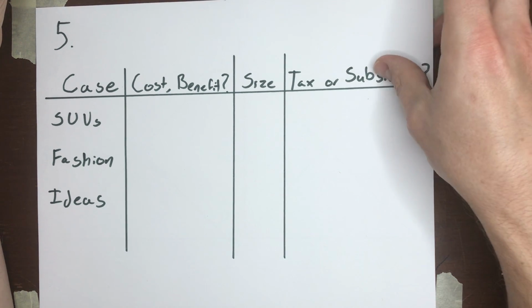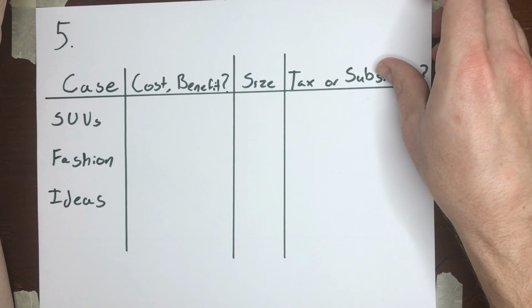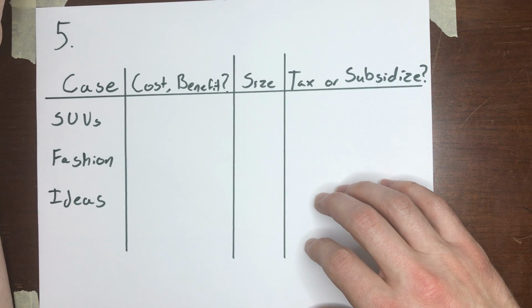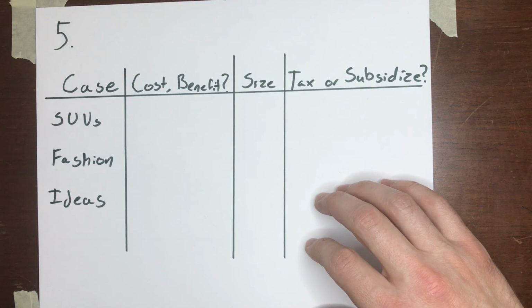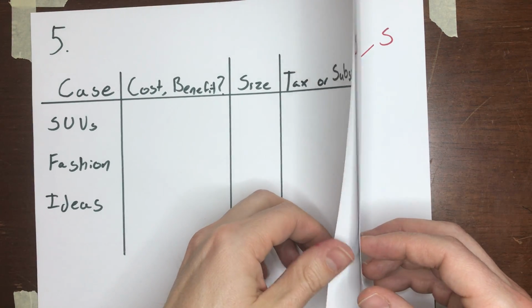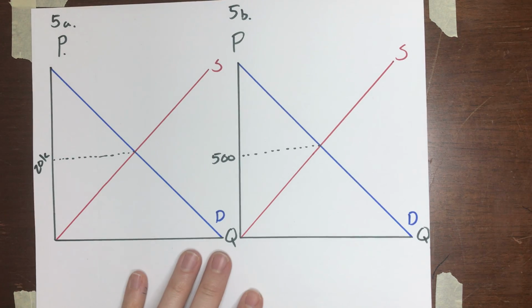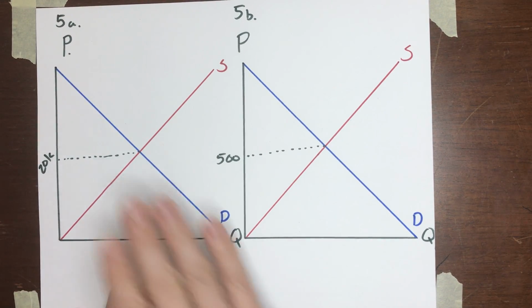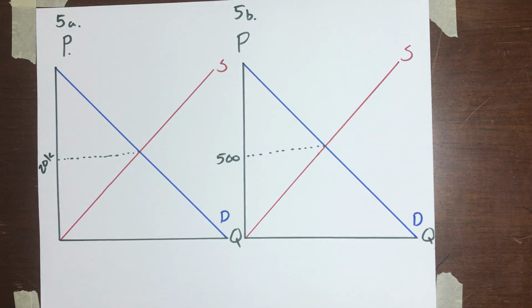It says, in the market for automobiles, the private benefit of one more small SUV is $20,000, and the social cost of one more small SUV is $30,000. All right, well, I've got a graph to help illustrate. Focus on the left-hand side of this page for now. We'll get to 5B in a moment.